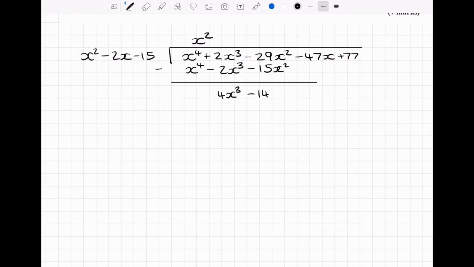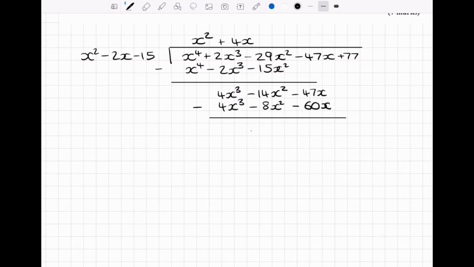So I get 4x cubed minus 14x squared, and I'll take the next term down. Now to make 4x cubed, I need to times x squared by 4x. So I'll put 4x at the top and times all of this by my x squared minus 2x minus 15. Same again, take away those equations. I'm left with minus 6x squared plus 13x, and I'll take my last term down.